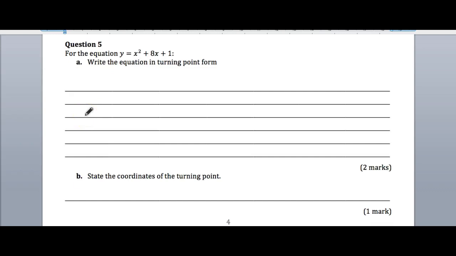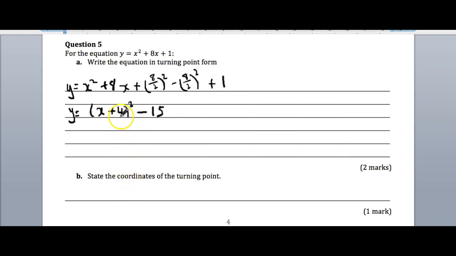For the equation y equals x squared plus 8x plus 1, write the equation in turning point form. So basically we have to complete the square. So x squared plus 8x. We halve the 8 and then square it. And then because we added it, we have to subtract it, otherwise we're changing the equation. Whatever number is in here is what we're going to use. So 8 divided by 2 is 4, and 4 squared is 16. Plus 1 is 15.